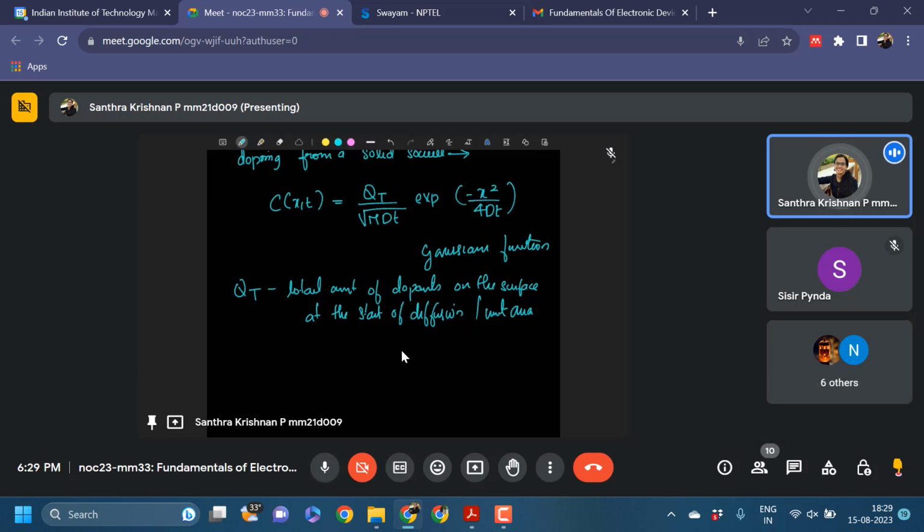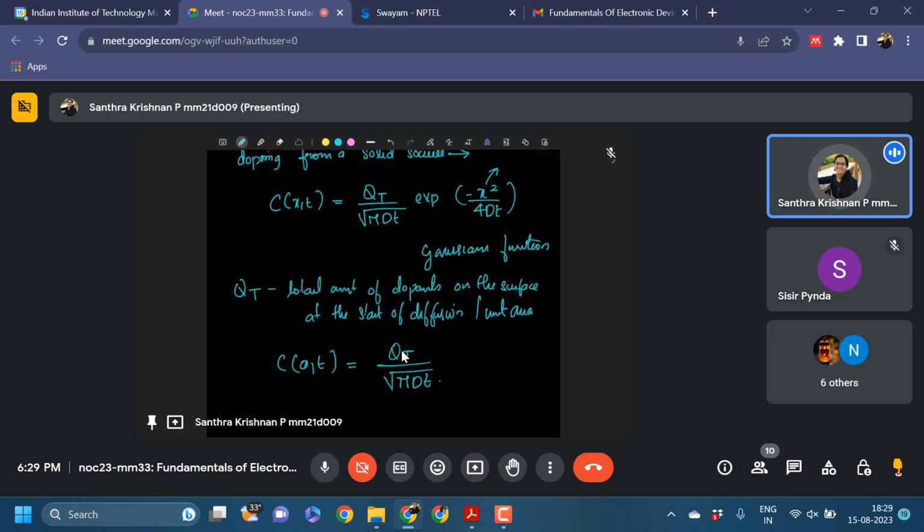Once you know that, the change in concentration as a function of time can be obtained using this equation. So when x is equal to 0, it means that it is at the surface, right? So x is equal to 0 comma t. So this x will become 0 and this entire exponential term will be 1. So it will be Qt by root of pi Dt. So these are two equations you need to remember.